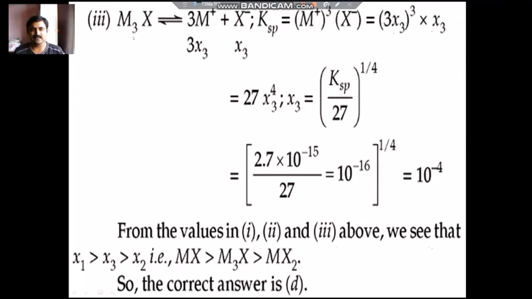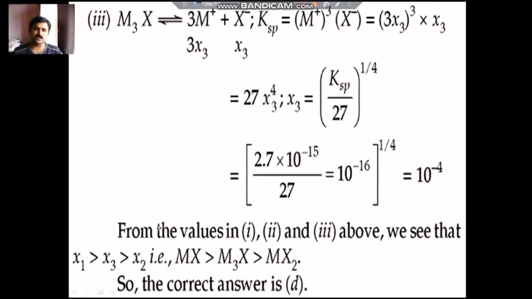In the same fashion, we are assuming M3X solubility is x3. In this we have 3S cube into S, meaning 27 S power 4 is the Ksp. After substituting the Ksp value 2.7 into 10 power of minus 15 given in the problem, the solubility of M3X salt we got is 10 power of minus 4.